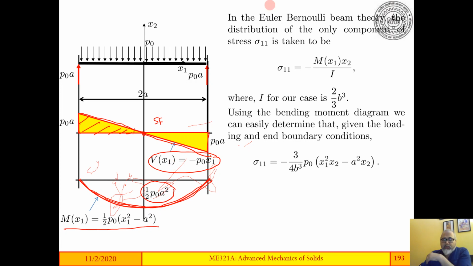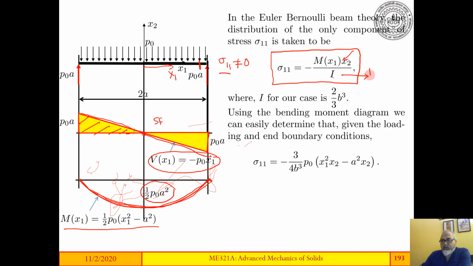Now what we know about the stresses in an Euler-Bernoulli beam is that sigma 1 is the only non-zero component of stress. Everything else is 0. So 1 is this direction, this is x1, and sigma 1 varies linearly through the depth of the beam. So sigma 1 is minus My by I. That is the equation that you had learned. In this case, y is x2, so it is M, which is a function of x1, times x2 divided by I.